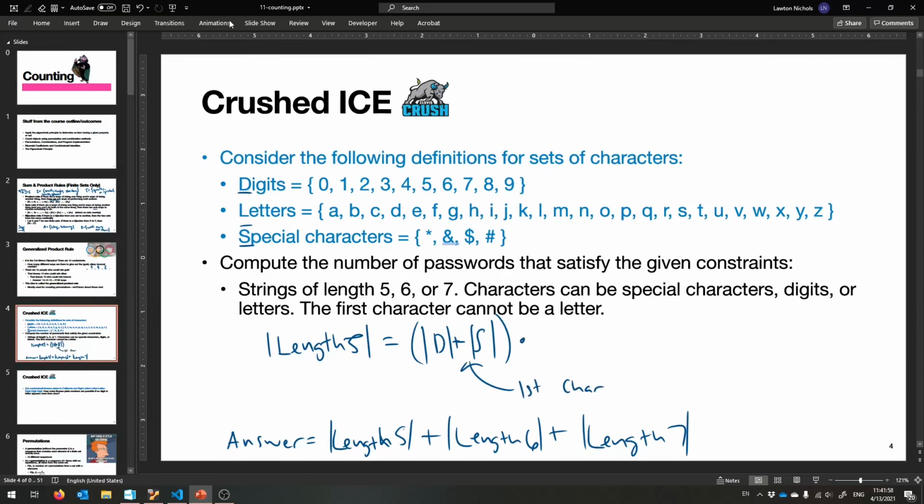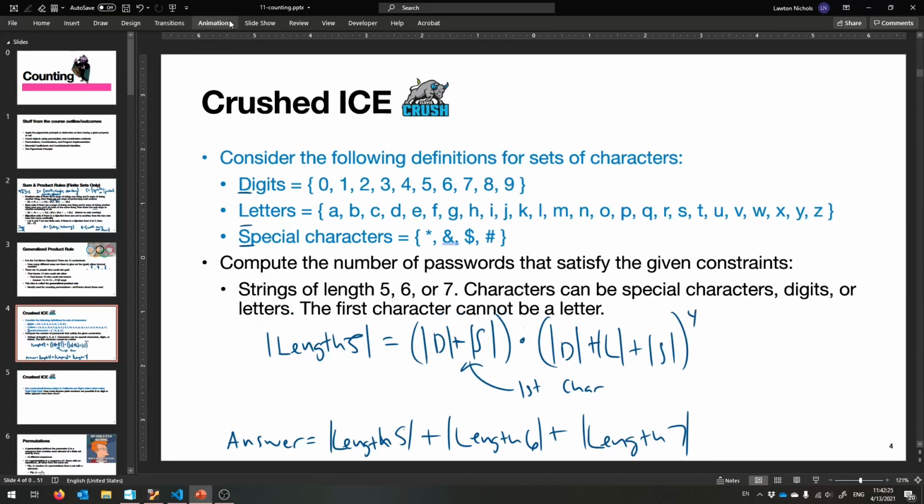And then we have to pick the rest of the characters. How many ways are there of picking the rest of the characters? Well, the characters can be anything after the first, so it's just how many options do we have? D plus L plus S. And how many characters do we have to write now? If this is length 5, we had the first character, and how many characters left?